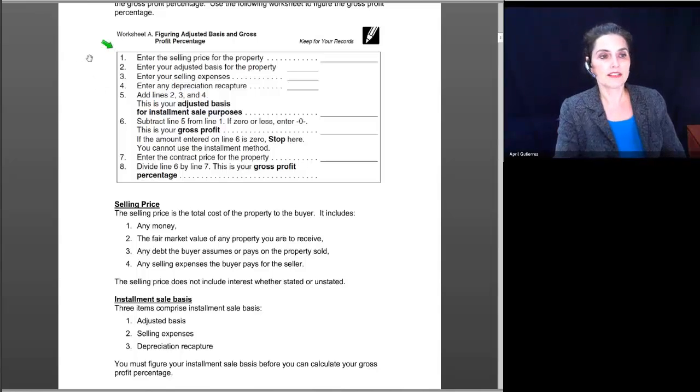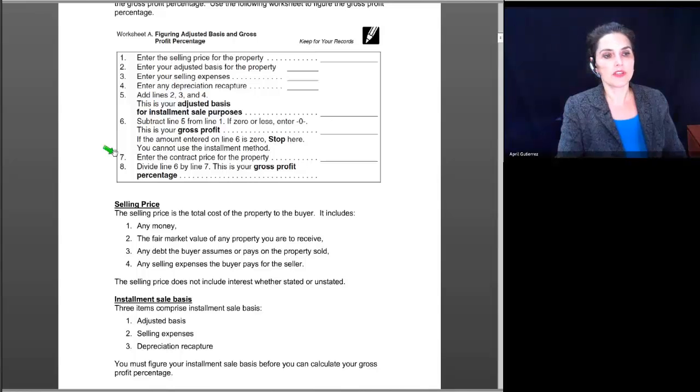So the worksheet says you start with the selling price of the property. You then enter your adjusted basis in the property, and then you enter your selling expenses. Then you enter any depreciation recapture, and you add those amounts up. And when you've done that, you get something called your adjusted basis for installment sale purposes that's entered on line 5. You then subtract line 5 from line 1, and if you get a number that's 0 or less, you stop. You would stop because you don't have a profit. And if you don't have a profit, then you don't have an installment sale per se. You have to have a positive number. And if you do, then you can have an installment sale.